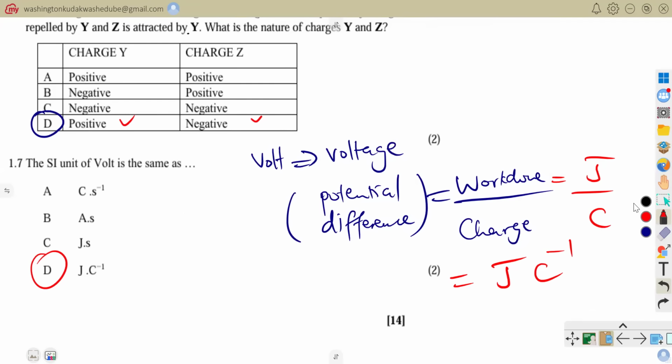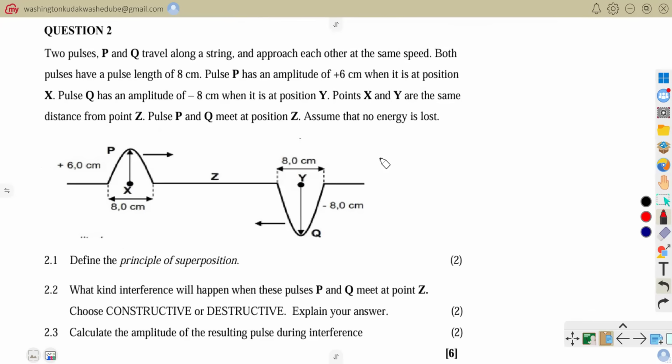So you can see that I used the definition of potential difference to get the SI units which is equivalent to volt. I did not just guess it. So guys, let's move away from that culture of guessing when it comes to multiple choice questions, and let's try to use all of our physical science laws to choose the correct answer. Now let's look at question number 2. Now we have started our structured questions.